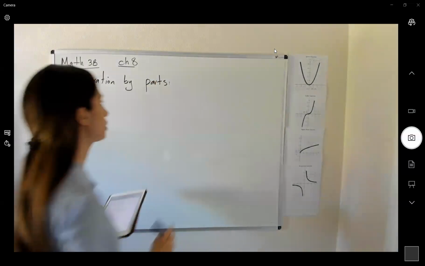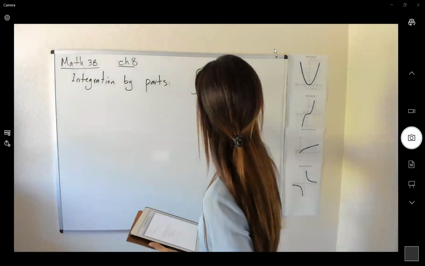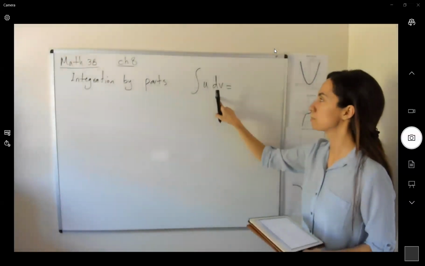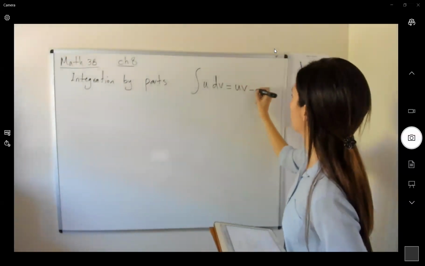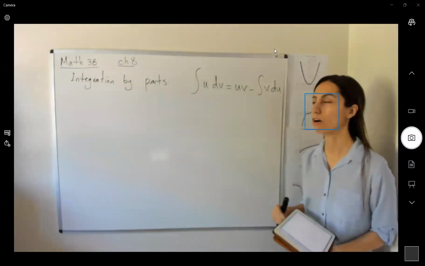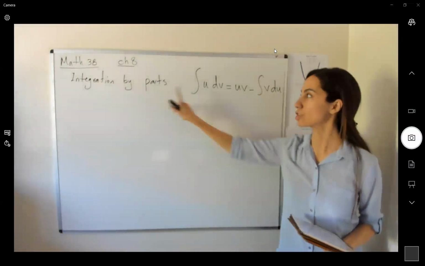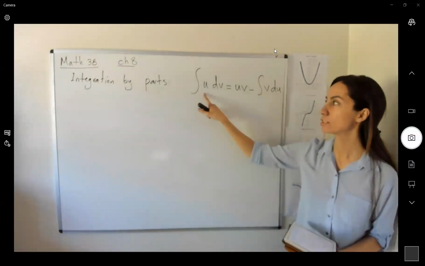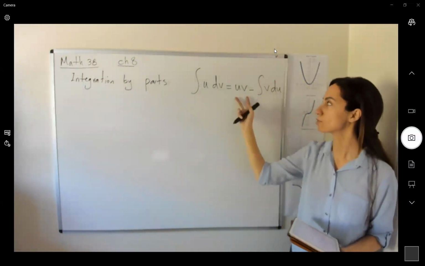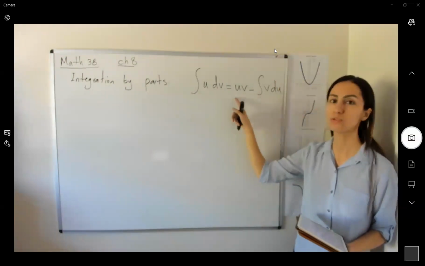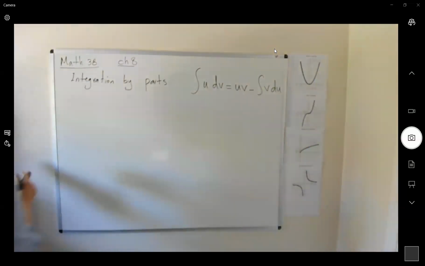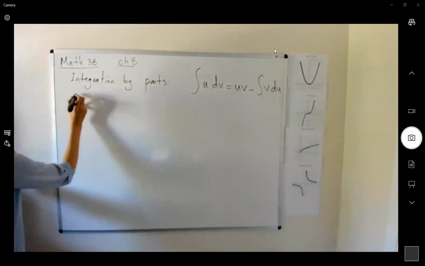In general, if you have the integral of u times dv, you can split it into uv minus the integral of v du. This method of integration is called integration by parts. So we identify u, we identify v, then we split the integral into the difference of u times v minus the integral of v times du. Let's go over one example to feel comfortable about this.